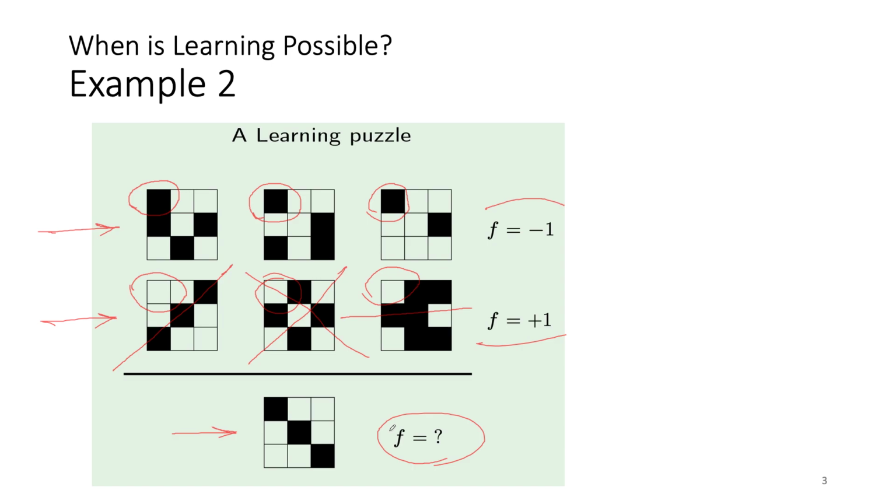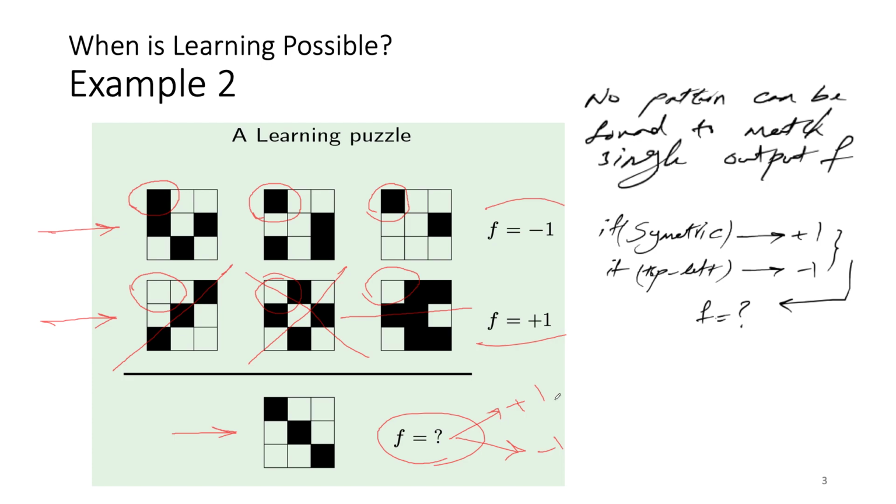Well, it would depend which one you use. If you just look at the top left, if it's black and white, then you can say it's -1. That's right. But if you're using the symmetry, then it's ambiguous. Exactly. That's exactly why we can say both cases. So it's ambiguous. If you take a look at only the symmetric shape, it could be +1. If you take a look at that top left one, it could be -1. So given the examples we had, no pattern can be found to match a single output, right? So in this case, learning was not possible as well.